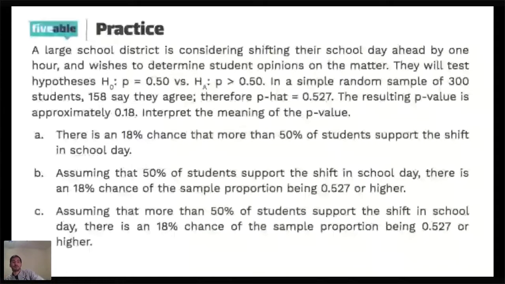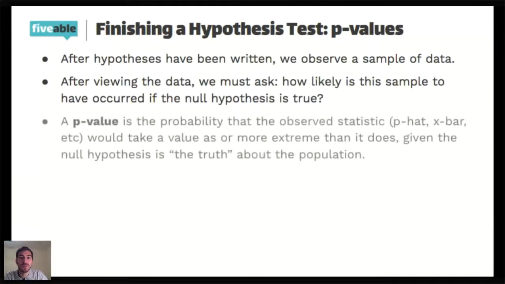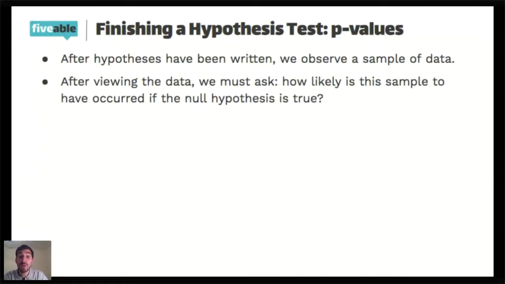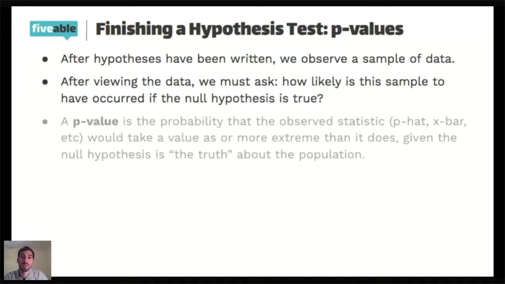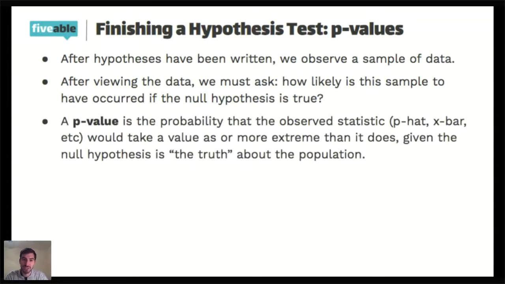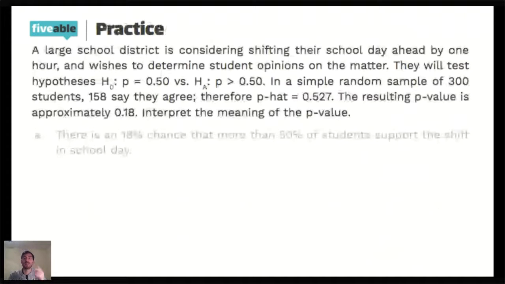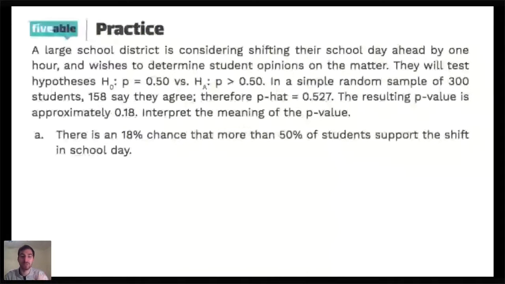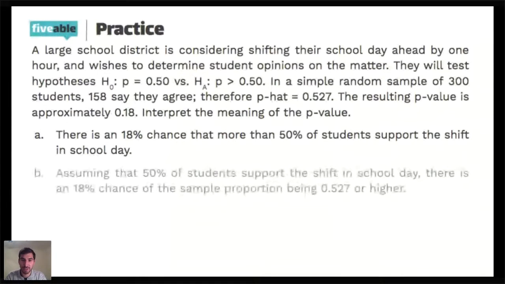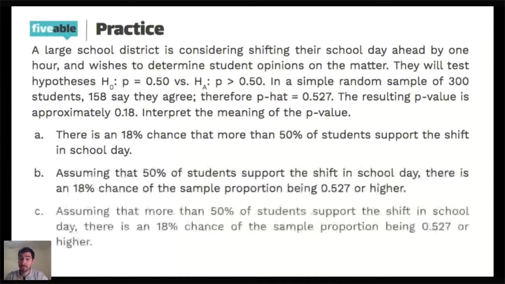Yep. So if we look back at that definition from the last slide, the p-value is assuming the null hypothesis is true. We want to trust H0. And so the p-value is the probability that the observed statistic would take a value as or more extreme than it does. Because our observed statistic in this case was 0.527, the p-value would represent the probability that we would get 0.527 or more if the actual null hypothesis is 0.50. So it is in fact B.